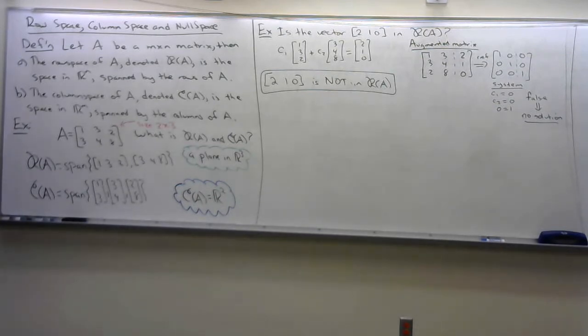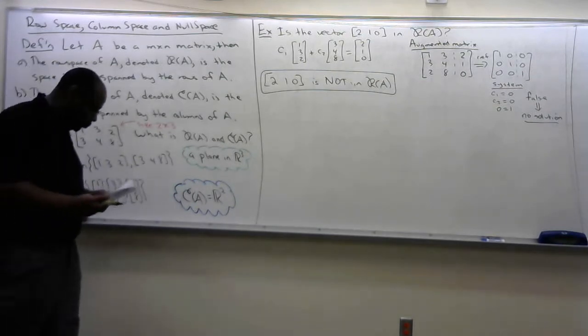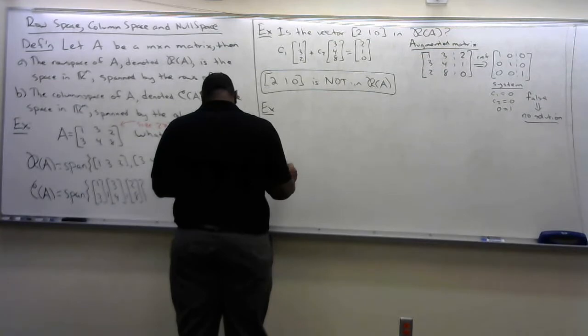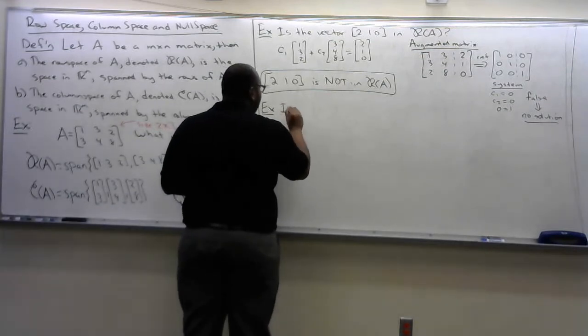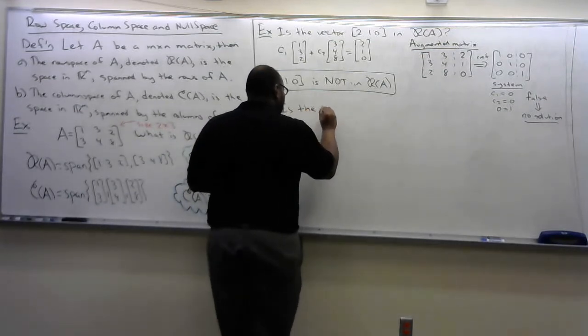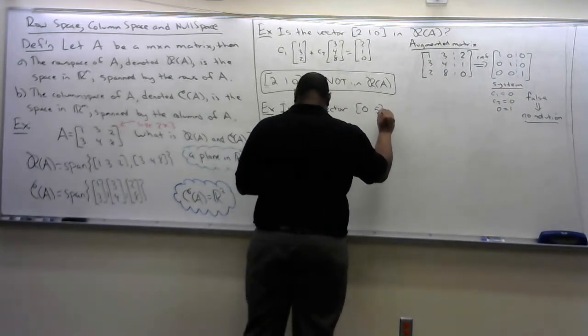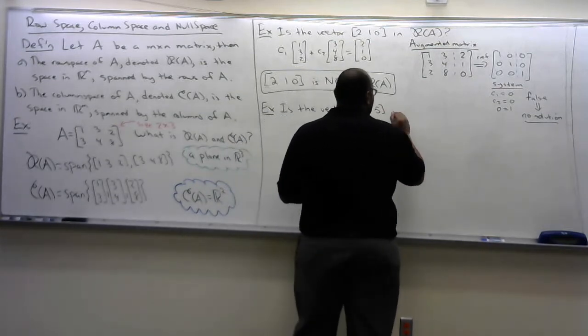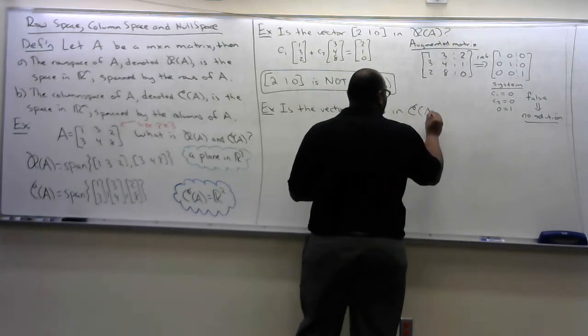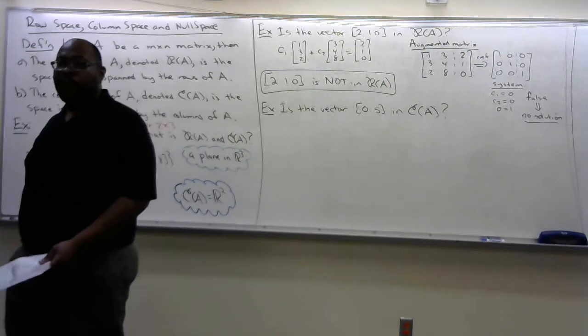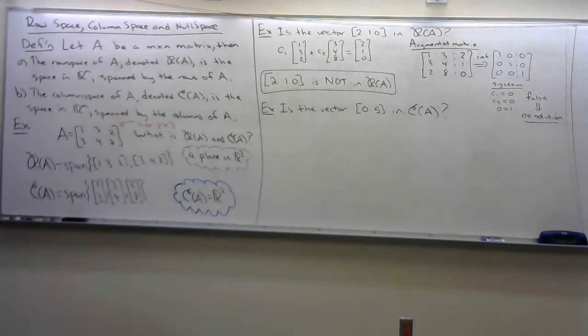Let's look at another example. Is the vector 0, 5 in the column space? Right. Is the vector 0, 5 in the column space? Right.